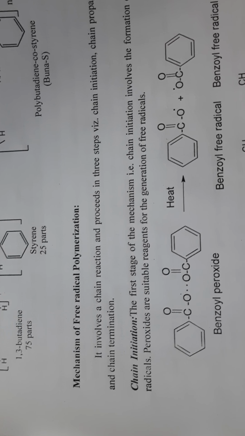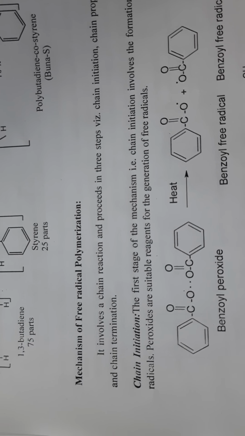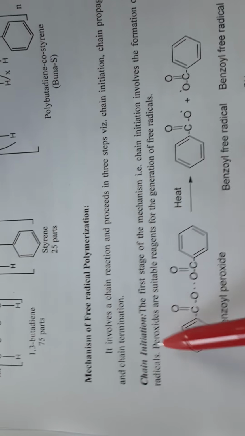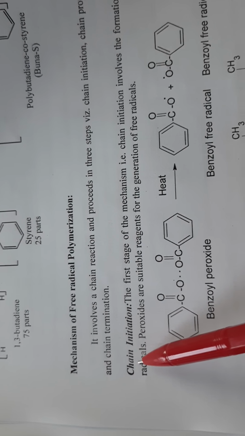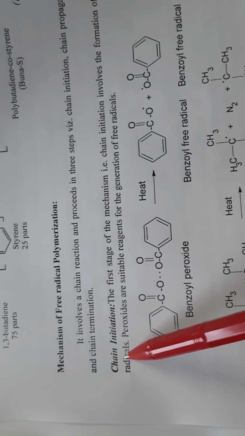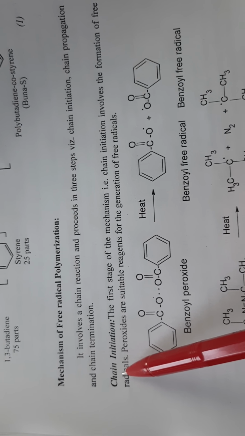Now I would like to explain the mechanism of free radical polymerization. The free radical polymerization consists of three steps. Number one is the chain initiation step, then chain propagation, and chain termination.